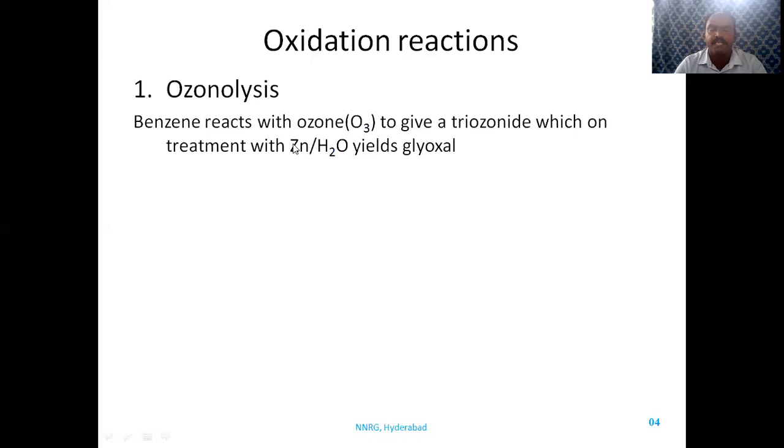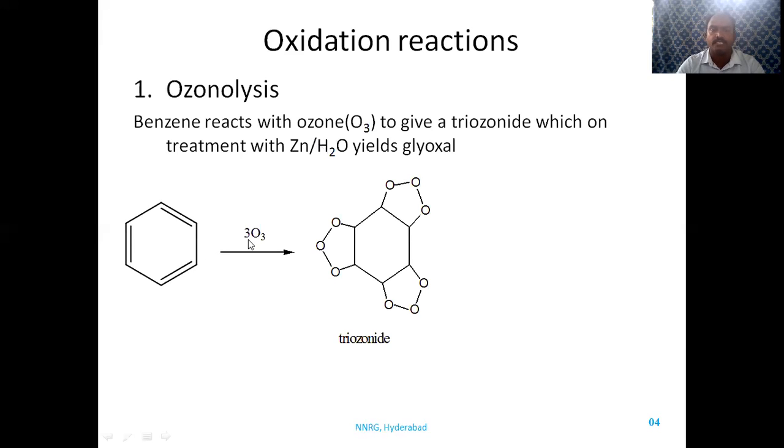So benzene, when it reacts with ozone, that is O3, gives rise to triozonide, which upon treatment with zinc in the presence of H2O yields glyoxal. So benzene undergoes ozonolysis also. When benzene reacts with 3 moles of ozone, it forms a triozonide.